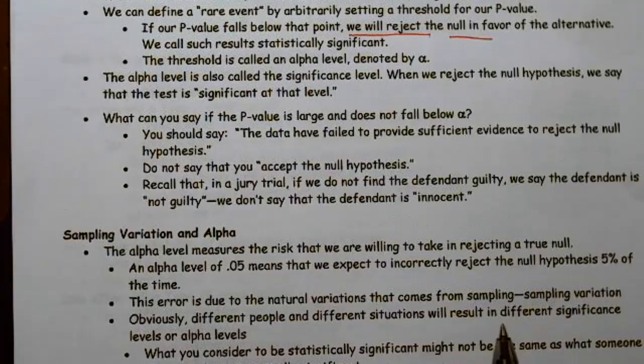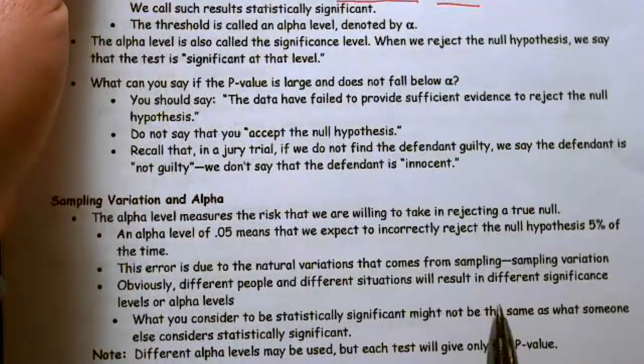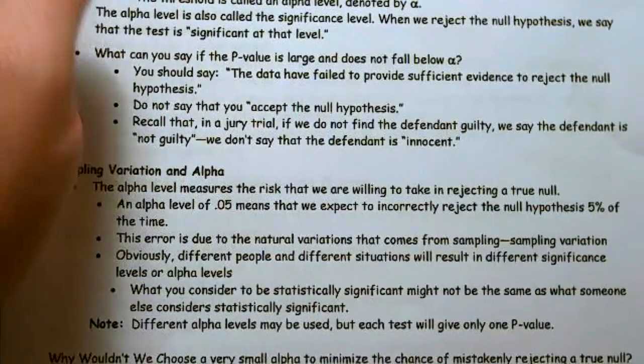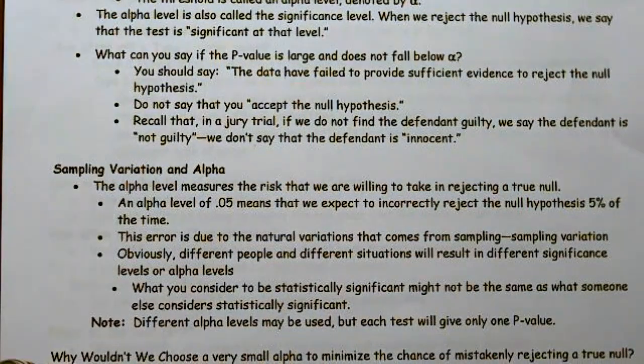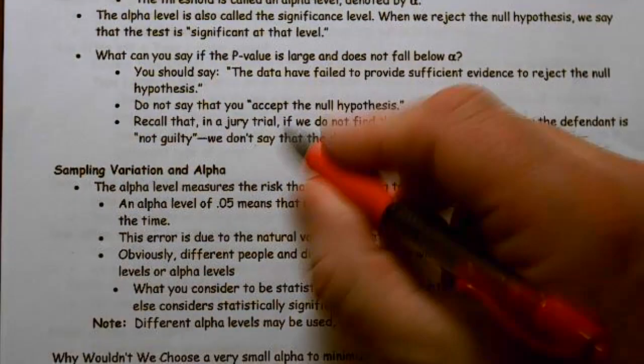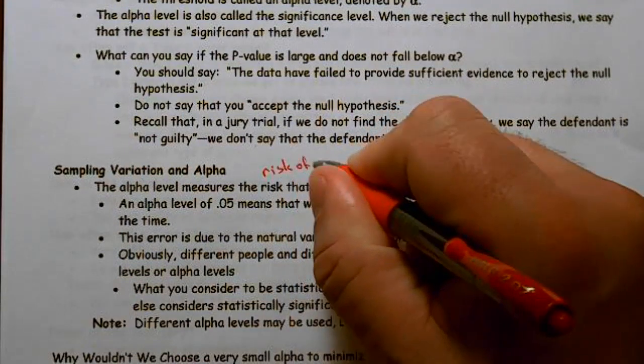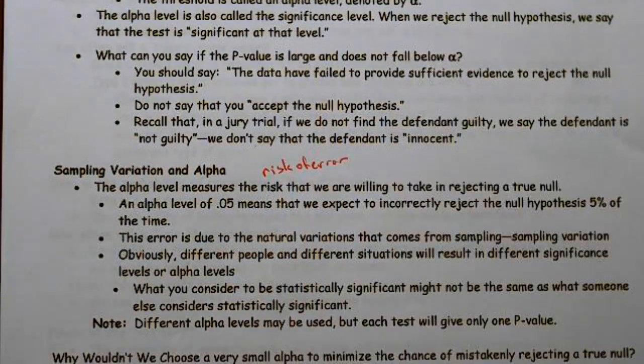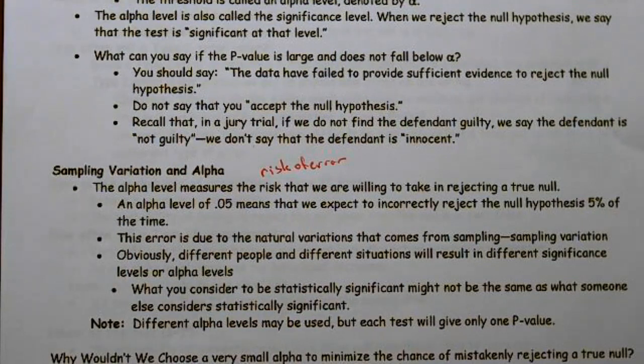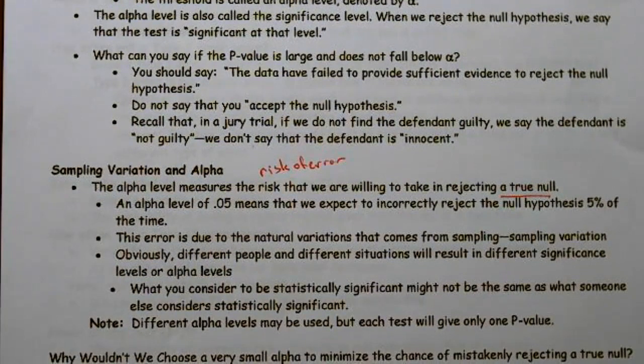All right. So, as I mentioned earlier, alpha is the area of the tail, and it's really a risk of error that we are willing to take in rejecting the null. The risk of error, and so we probably should add the word error there, that we are willing to take in rejecting the null, or in rejecting not just a null, but specifically a true null. Please understand, not all nulls are true.